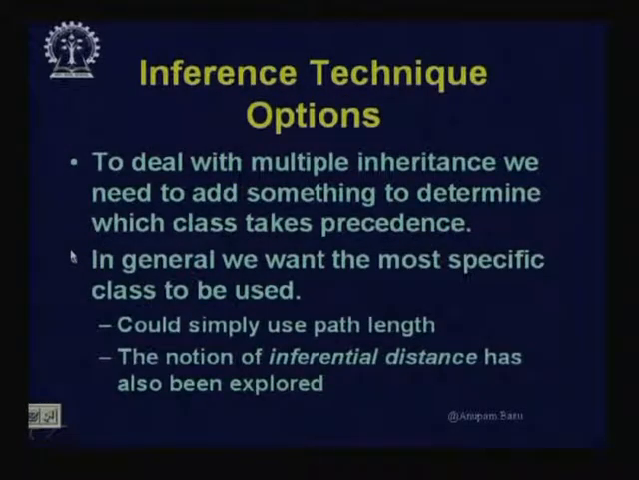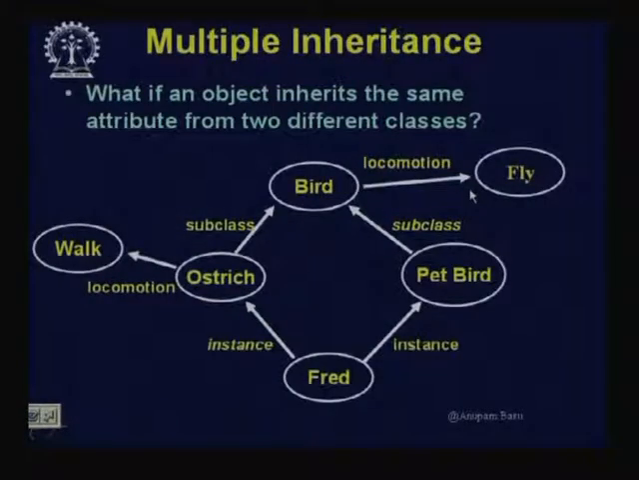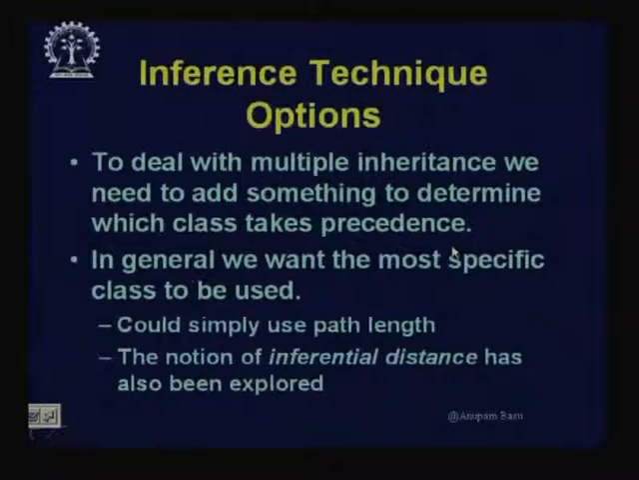Now, inference technique options in such a scenario are something like this. To deal with multiple inheritance, we need to add something to determine which class will take precedence. For example, in this case, we can say that pet bird will have precedence over ostrich, or ostrich will have precedence over pet bird. Depending on the particular application, you can decide on some policy to do that.